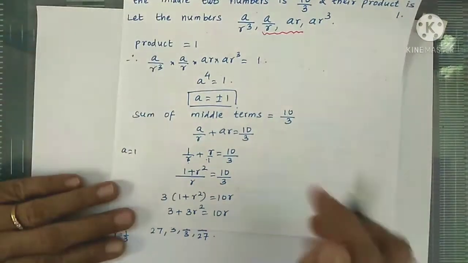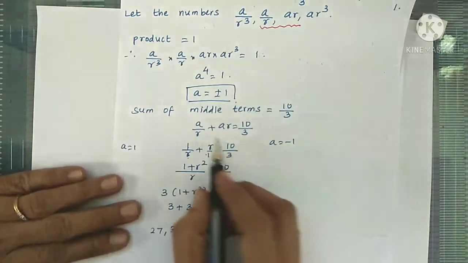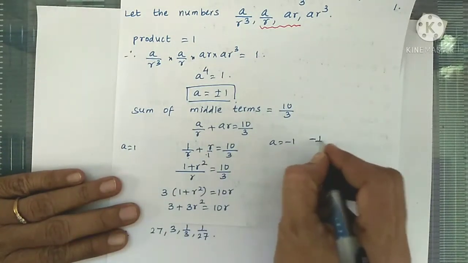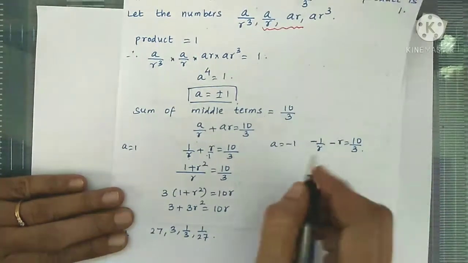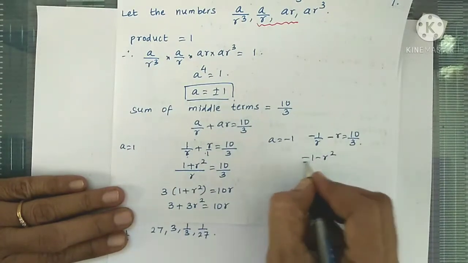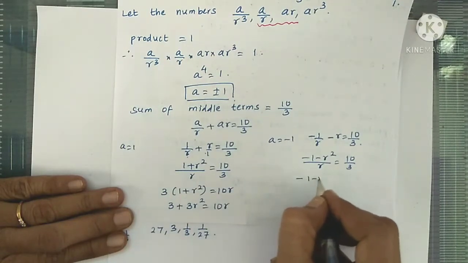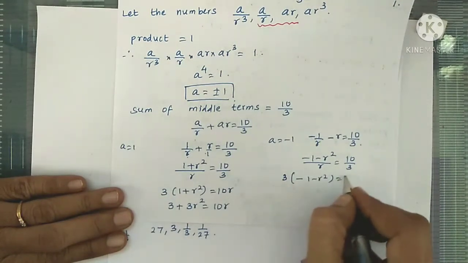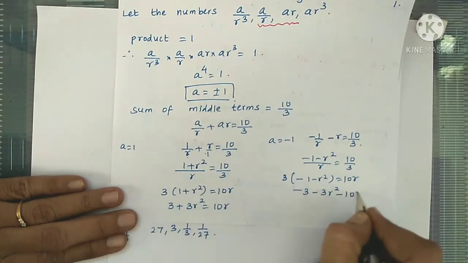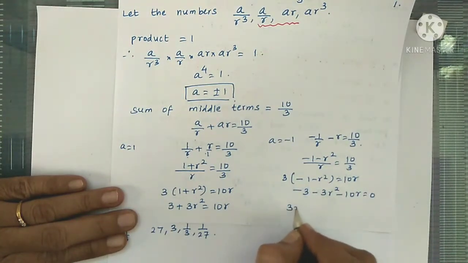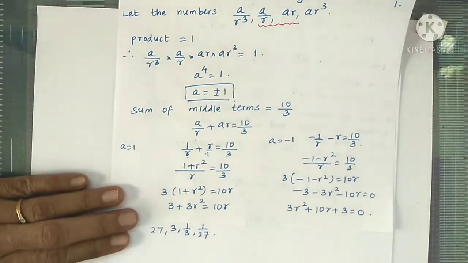Now if we consider a = minus 1, what happens? Let's see that. Substituting a = minus 1, this is minus 1/r minus r equals 10/3. So (minus 1 minus r²) upon r equals 10/3. Cross multiplying, we get (minus 1 minus r²) multiplied by 3 equals 10r. So minus 3 minus 3r² minus 10r equals 0. So this is 3r² + 10r + 3 = 0.